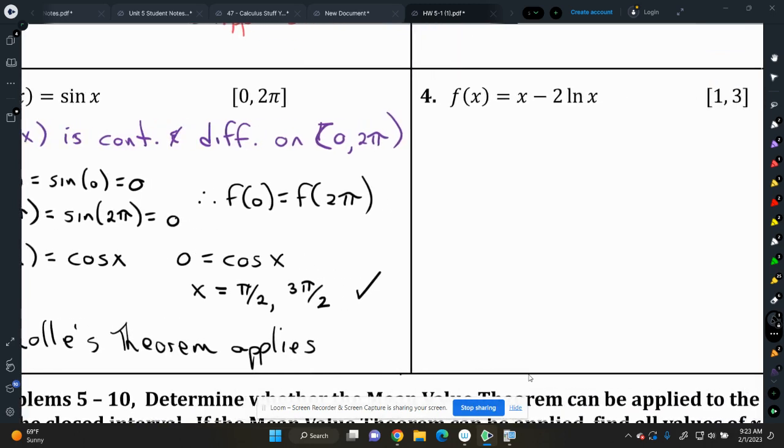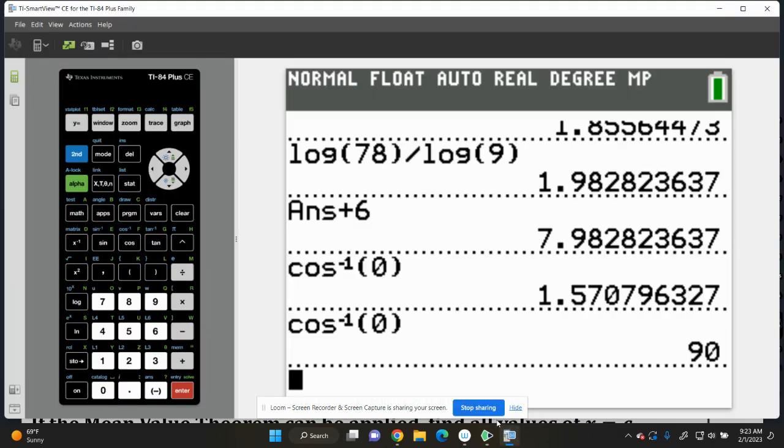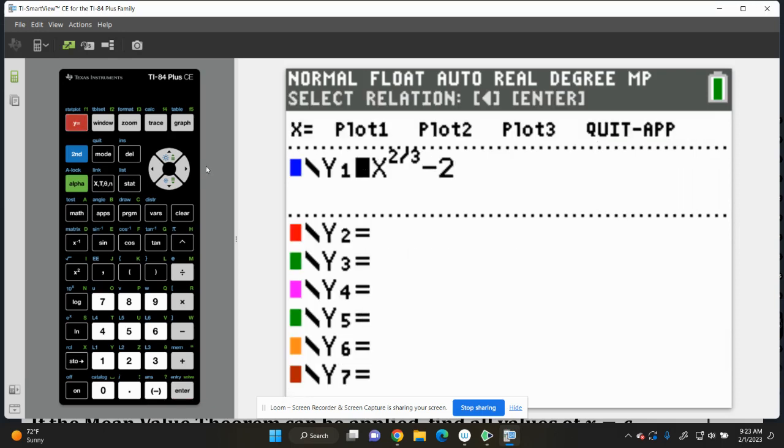Number 4, so natural log function. That is continuous and differentiable, but that's probably one of those ones that you're not going to be 100% confident about. We didn't spend really any time graphing logarithmic functions. I know logarithms are inverse exponential functions, but let's take a look at it anyway so we can feel better about it.